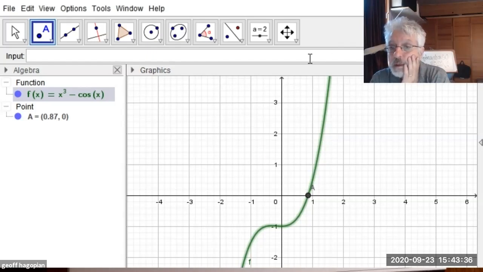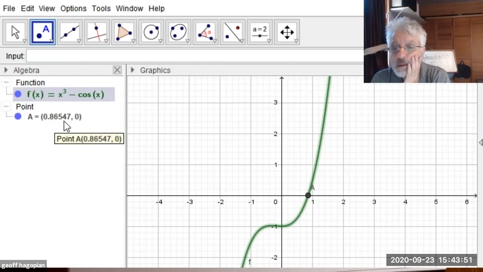All right, I'll close that window and say options. Oh, rounding. Okay, there it is. Options. Okay, so now we see we've got it accurate to 0.86547.